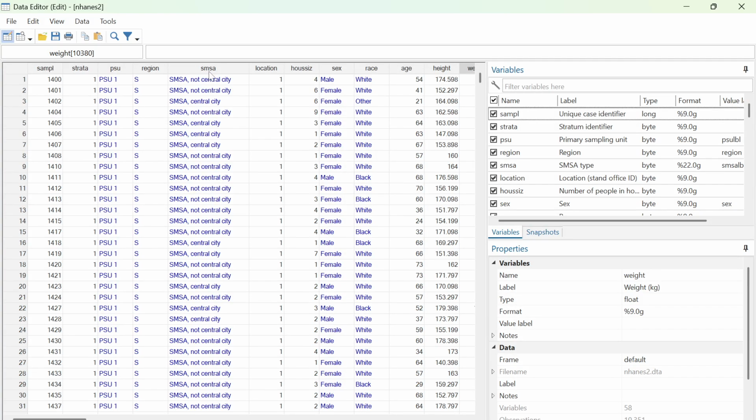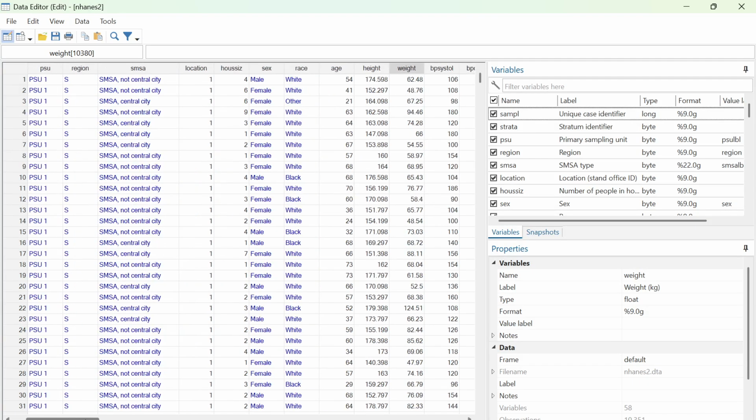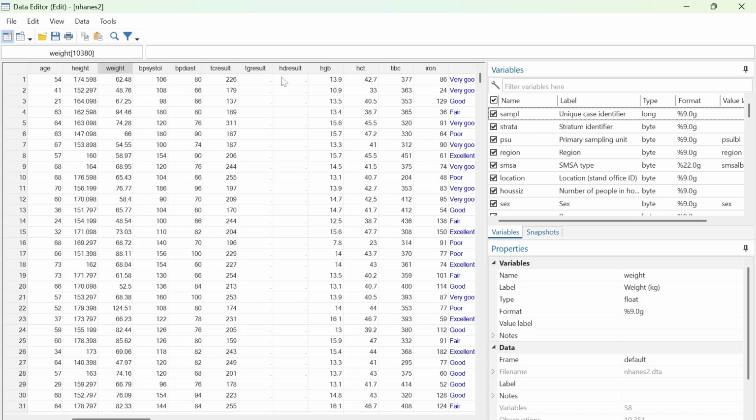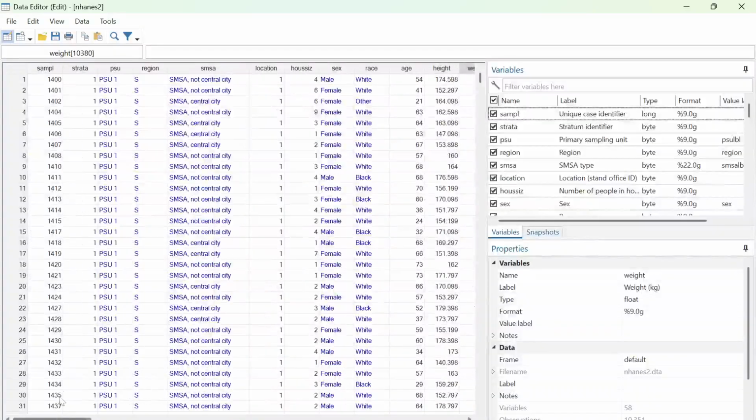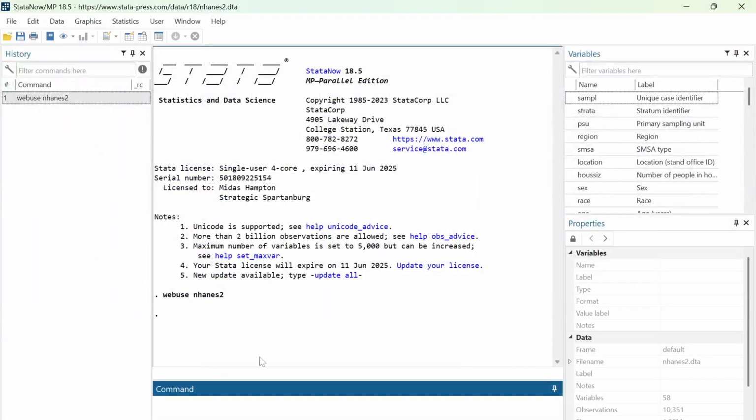So for example, SMSA, what do you know about this by looking at the name of the variable, right? You can assume, but you are never sure what this means. This one, HD result, this one, TC results, you have no idea what this means, right? Because you do not know the levels of these variables, you know the name of the variables, not the levels, right? So this is exactly where the codebook command is very useful.